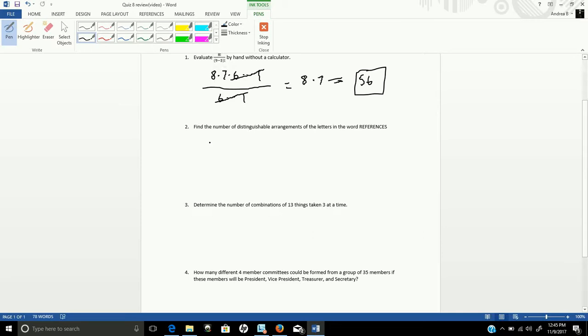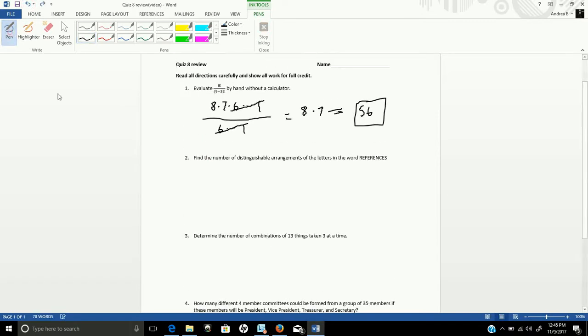For this next one, to determine the number of distinguishable arrangements of the letters in the word references, first of all, you have to count to see how many letters there are in the word references. So it looks like there we have 10 letters. So on the top of this, we're going to have a 10 factorial then.